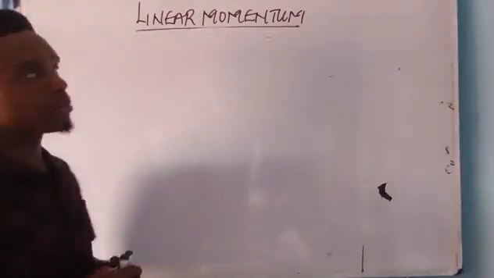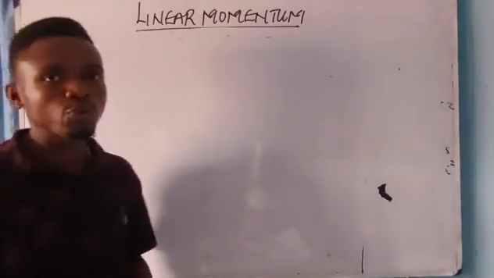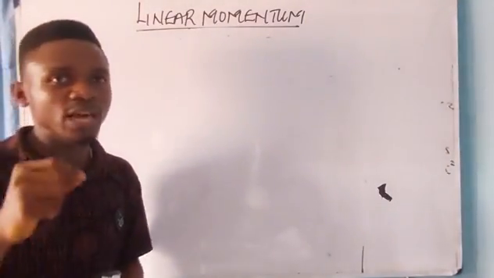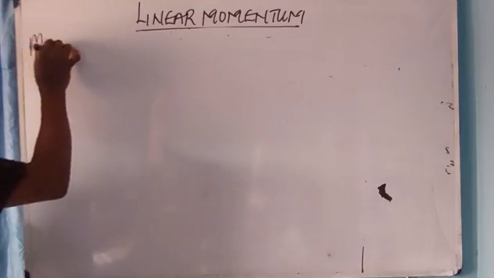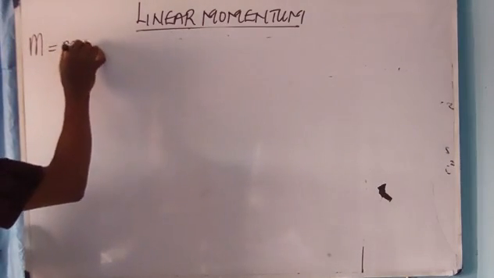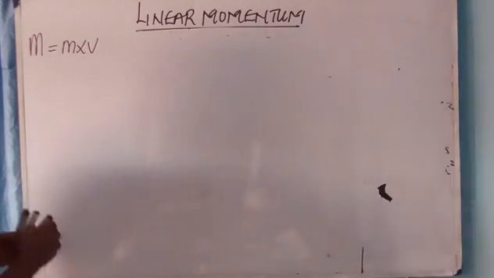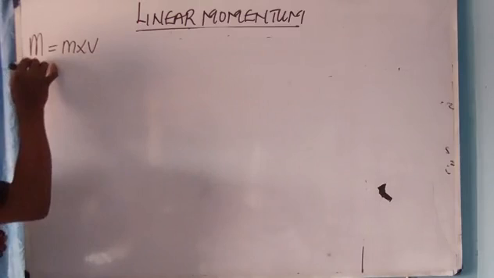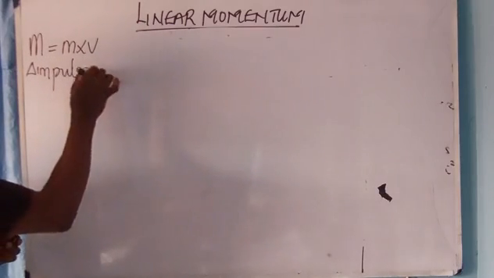In today's video, we shall be discussing linear momentum. Now, the word momentum means the product of the mass of a body and its velocity. I'll use big letter M. It is a product of mass and its velocity. That is momentum.